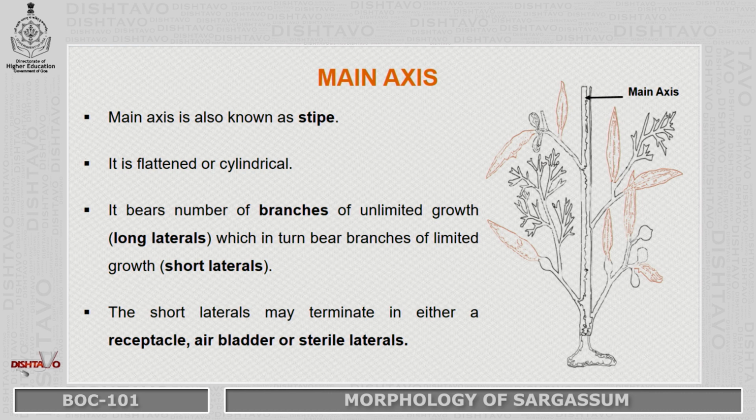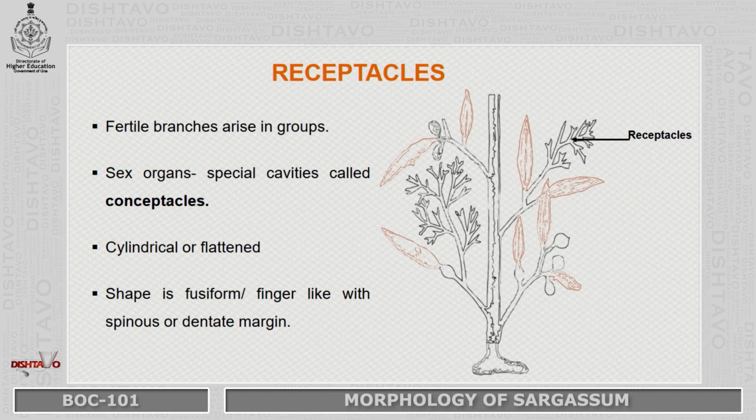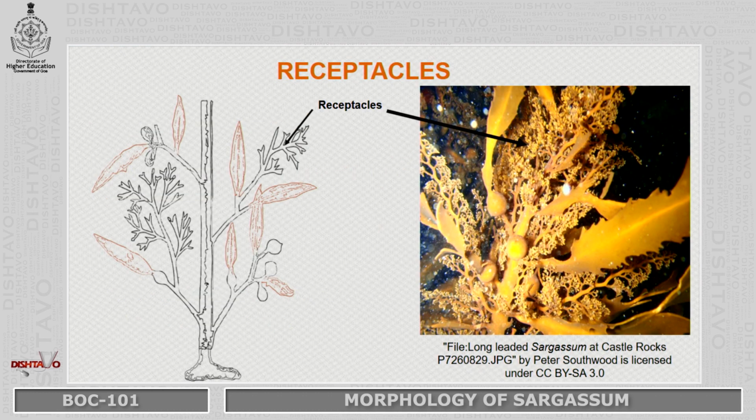Let us see what we mean by receptacles. Receptacles are the fertile branches arising in groups. The sex organs are enclosed in specialized flask-shaped cavities called conceptacles. They are cylindrical or flattened in structure. The shape varies. It can be from fusiform or finger-like to a flat structure. It can be spinous or dentate.